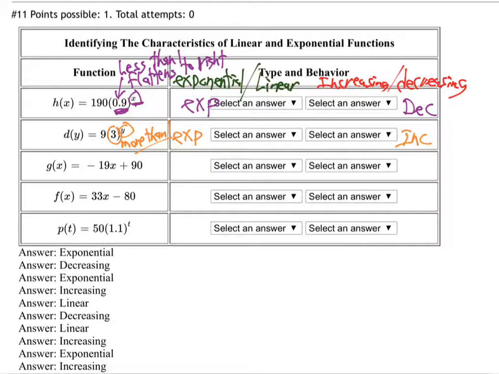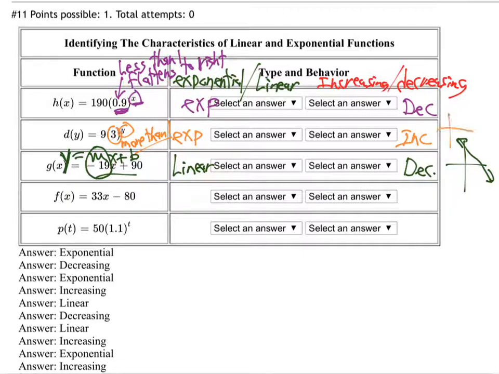Okay, now let's try the next one. This one is linear because it's just like mx plus b, right? This is just y equals mx plus b. X is not in the power zone, the exponent zone. That's linear. Is it increasing or decreasing? Notice the slope, the m, is negative. So that's decreasing. A negative slope, that line is going down to the right.